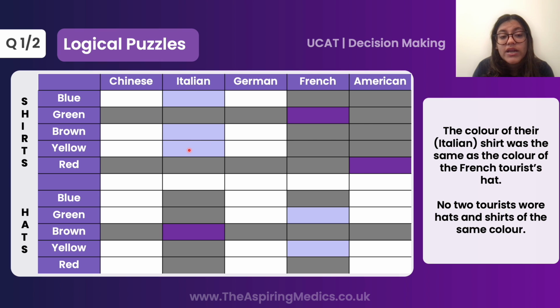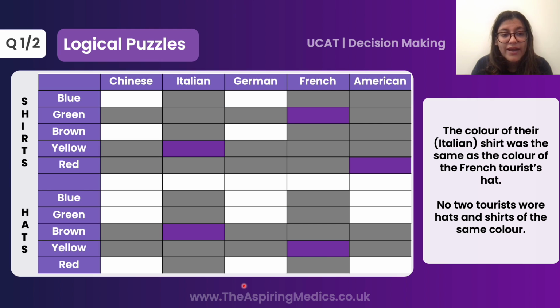And this shirt color was the same as the color of the French tourist's hat. Now, what are the possibilities of the French tourist's hat's colors? Green or yellow? What do we see in common between these three colors and these two colors? The only common color is yellow, and so I've marked that. The French tourist is wearing a yellow hat and the Italian tourist is wearing a yellow shirt, and I've then crossed out everything else. And this is the state of our final table after we've gone through all the statements in the question.